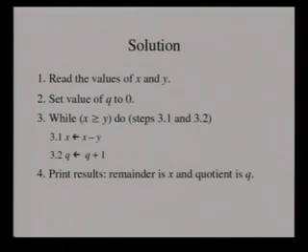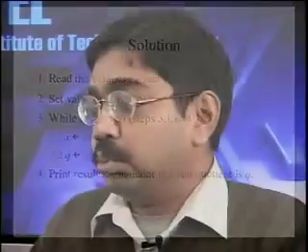Remember that q counts the number of times that we subtract y from x, and finally after some time, since x is decreasing in every step, ultimately x will become less than y, and at that time we stop executing step number 3 and we come to step 4, which is to print the result. The remainder is x. Remember that every time we have subtracted y from x, we have stored the result back in x. So finally x becomes less than y, and it is the remainder, and the quotient of course is the number of times we have subtracted y from x, which is nothing but q.